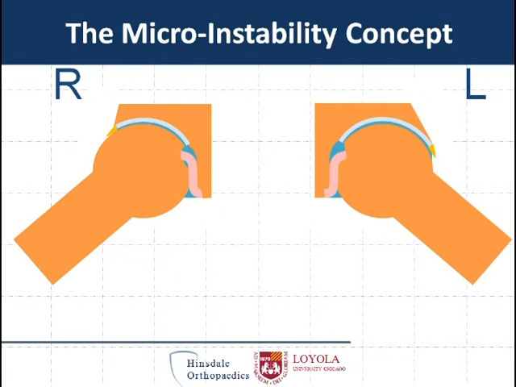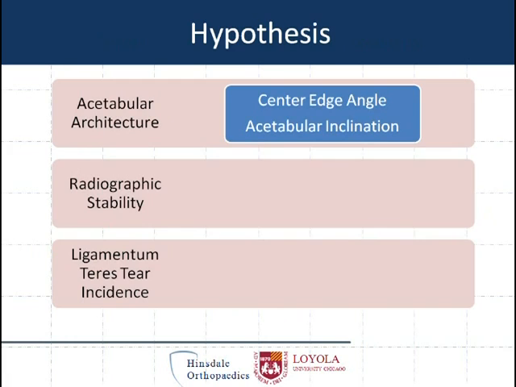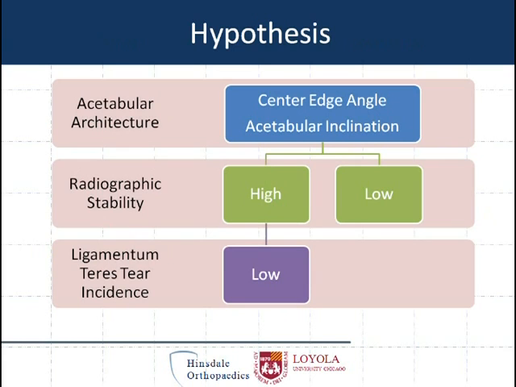Now, although on first look those two hips may look the same, we can see that the left hip is more covered than the right hip. So maybe there is more motion on the right hip, and maybe some tears of the ligamentum teres may occur. The hypothesis of the study was that the acetabular architecture, as measured by the center edge angle and acetabular inclination, may lead to a conclusion about the radiographic stability, whether it's high or low, and then the ligamentum teres incidence may be low or high accordingly.